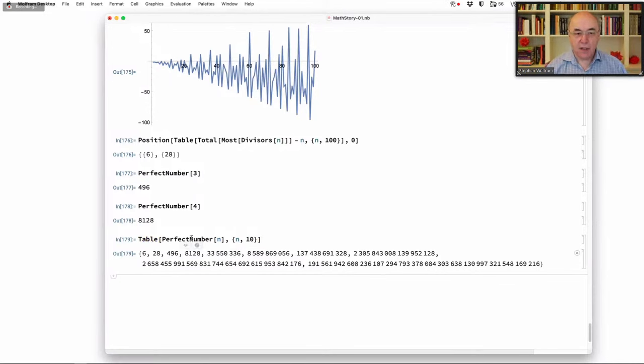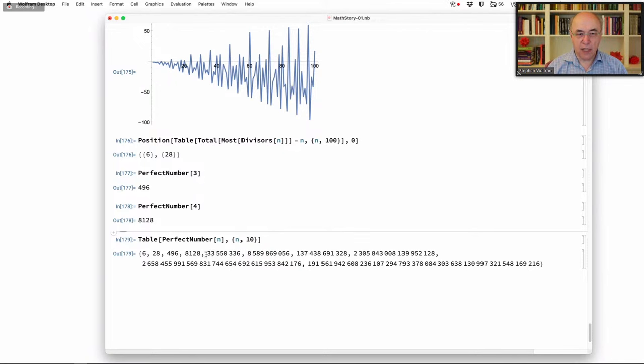And these perfect numbers are related to primes of the form 2 to the n minus 1. There's a whole story about that, which Pierre de Fermat was much involved in. That's a different story. But what we see is there are perfect numbers.